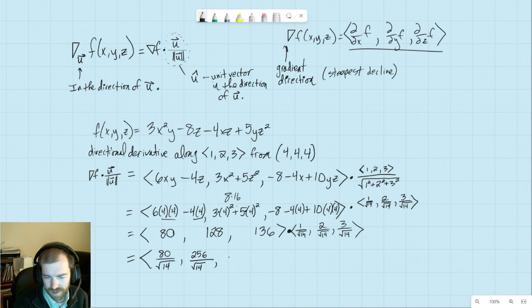And 136 is going to be 394.08 over square root of 14.